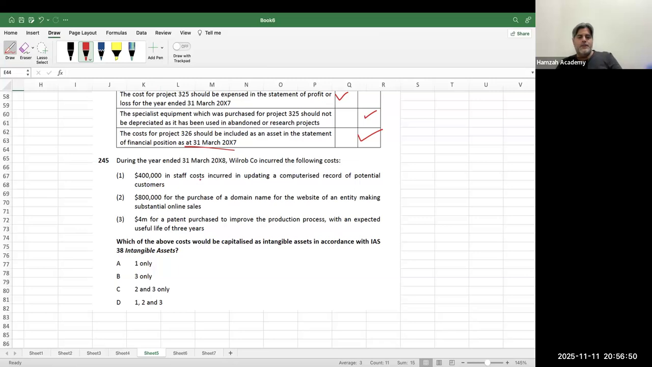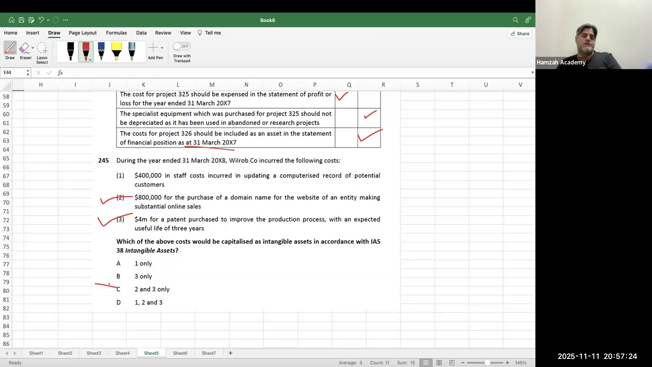So 400,000 in staff cost incurred in updating a computerized record of potential customers. Internally generated asset, not capitalized. 800,000 for the purchase of a domain name for the website of an entity making substantial online sales. This is an asset. 4 million for a patent purchase to improve the production process with an expected useful life of 3 years. Yes. 2 and 3, option C.